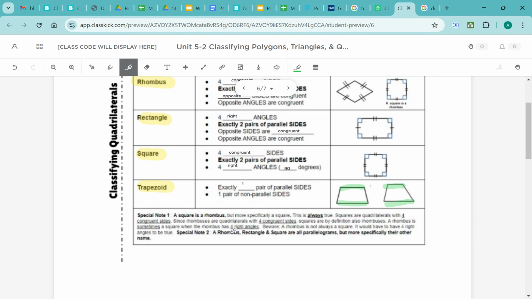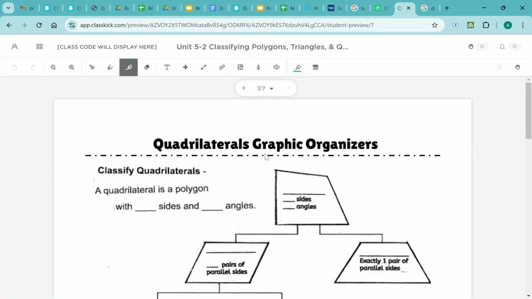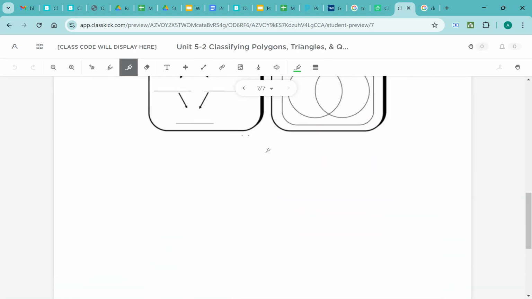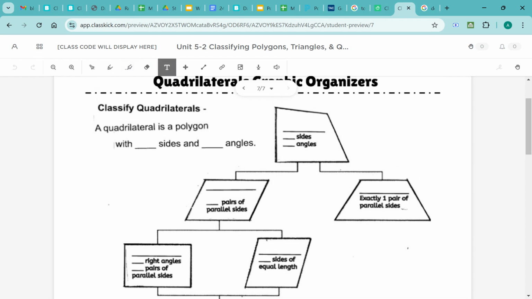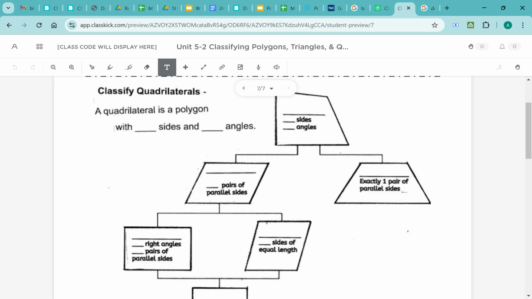And then another note, a rhombus, rectangle, and square are all parallelograms, but more specifically the other names. So some of these shapes can fall into multiple categories, which is what we're going to talk about next. All right, so we have a couple graphic organizers to do. Again, I'm going to do this kind of quick because it's a little bit of notes. So we have this graphic organizer. We're just going to fill it in.